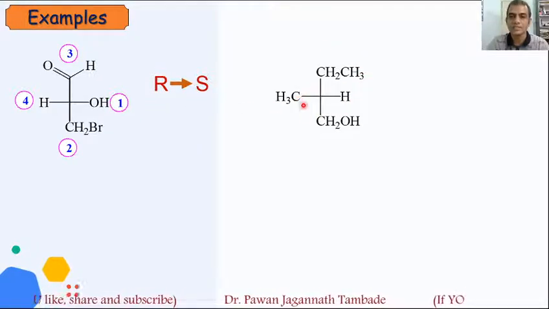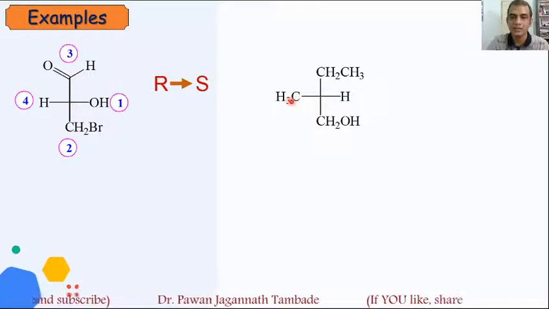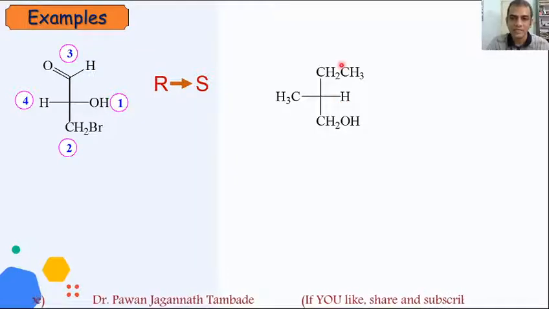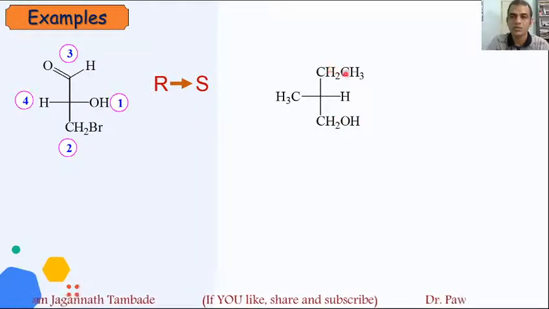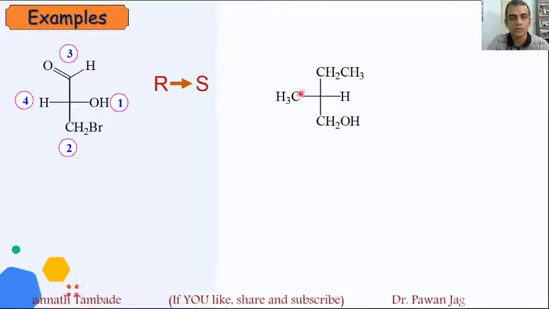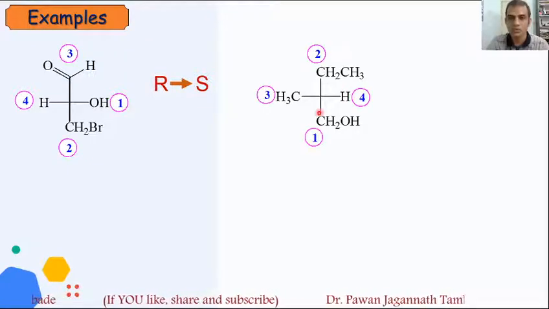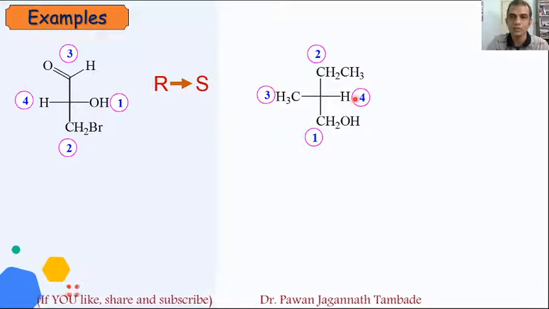Now in this case, this is the chiral center which is attached to ethyl, CH2OH and hydrogen. When we assign priority, then according to priority rules, first priority goes to CH2OH, second goes to this C2H5, third goes to CH3, and fourth priority goes to hydrogen. This is the priority sequence 1, 2, 3 and 4.